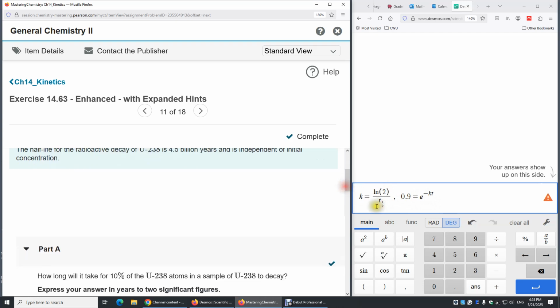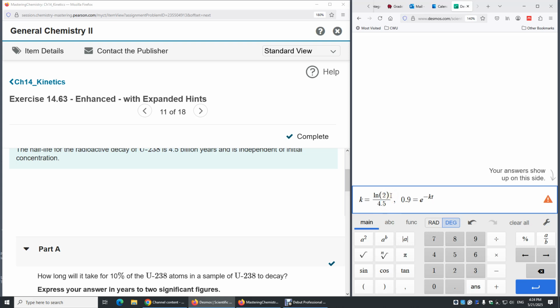4.5 billion years, so it's 4.5 billion years. So this is k, and then we solve this equation. But also we can combine these two equations. I think I'm going to replace this k with this expression. Let's see if I can do it. Alright, it's not too bad.